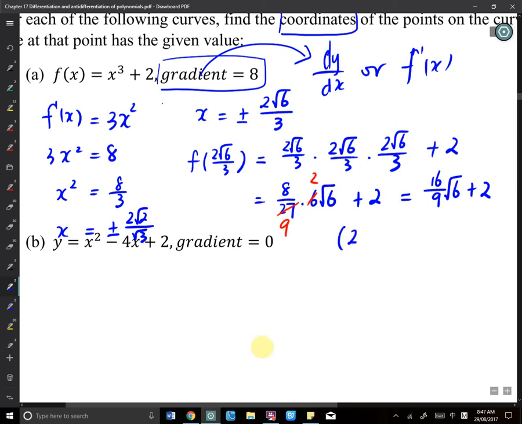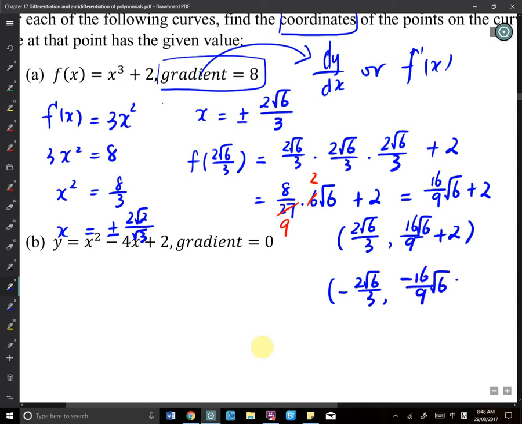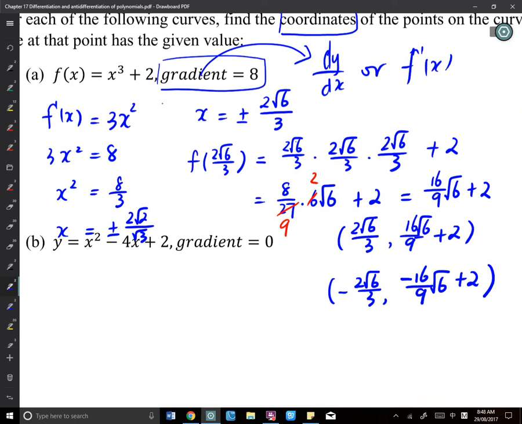And that's the coordinates: 2 root 6 over 3, comma, 16 over 9 root 6 plus 2. And the negative is very easy to think of. That's just negative 16 over 9 root 6 plus 2, because x becomes a negative and so the cubic term becomes the negative of that. So it's negative 2 root 6 over 3, comma, negative 16 over 9 root 6 plus 2.